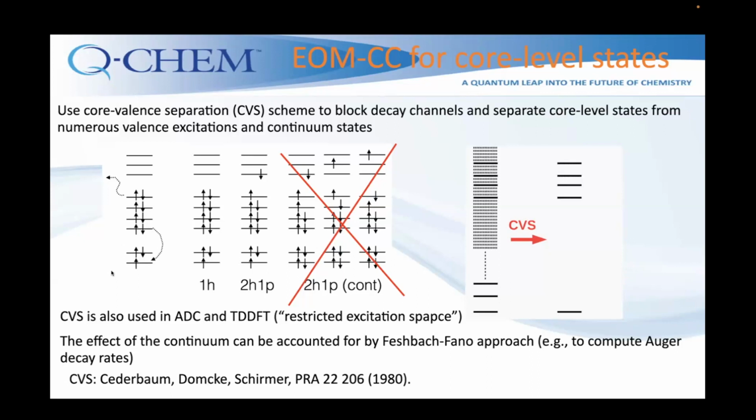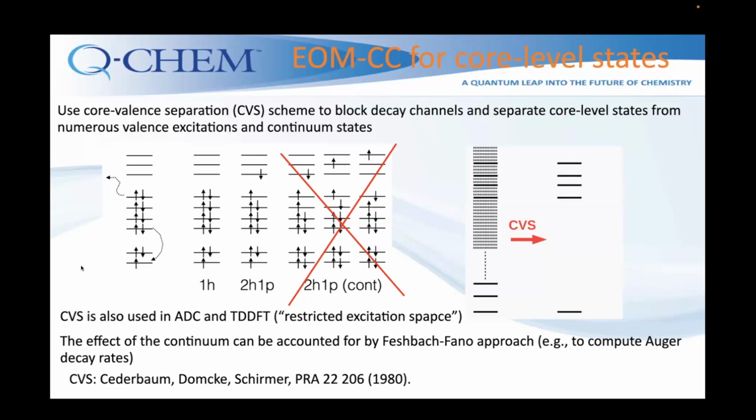The problem arises from the fact that when you remove or excite a core electron, you create extremely highly excited states, like at 300, 400, 600 electron volts. And these states are metastable, they can decay. And these states lie way above many other states below them, and that creates a mess.